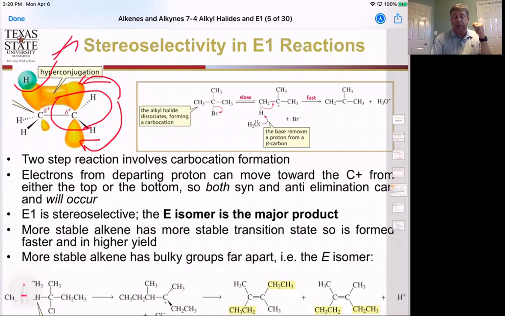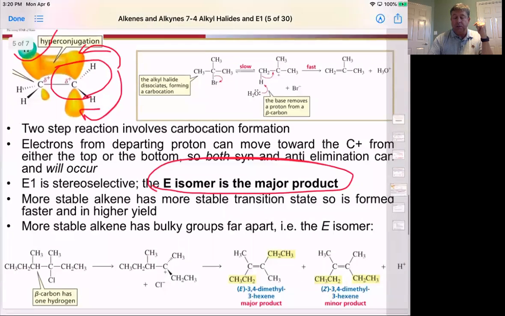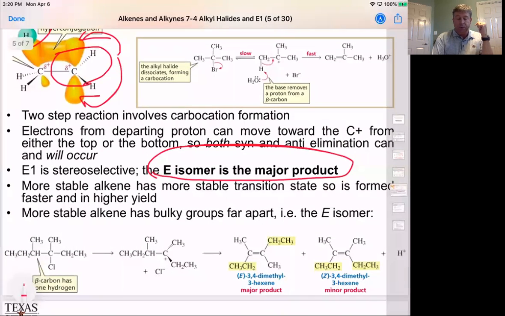When we do that, we end up with the E isomer as our major product. Again, we're looking at getting those two groups as far apart as possible. And so when we rearrange this carbocation to figure out which one of these groups is furthest away, this is our largest group here.